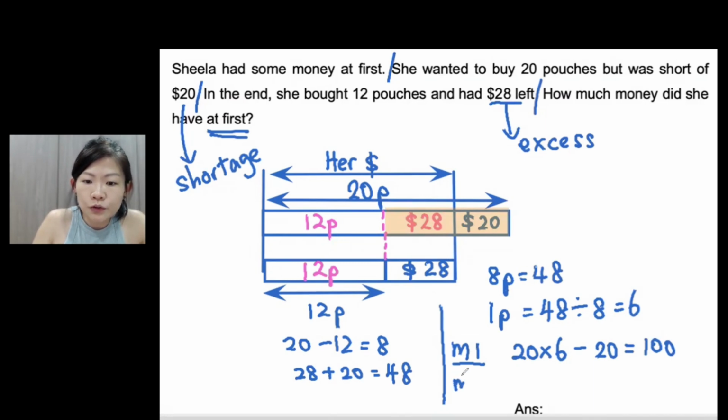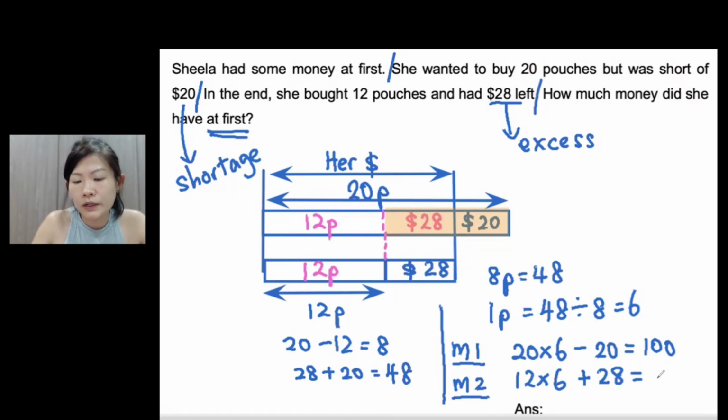Now, I would also like to use method 2, which means I'm going to use the second bar here to see if my answer tallies. So with that, I will actually find the amount that she would spend on 12 pouches. And after that, I will add it to the $28 excess that she has. And hence, this is 72 plus 28, which also gives us 100.